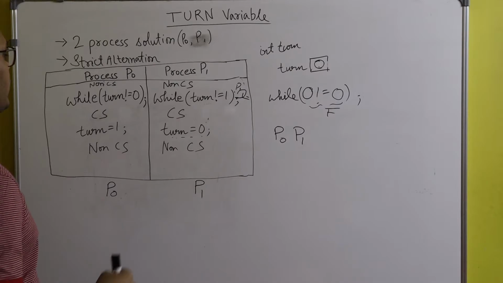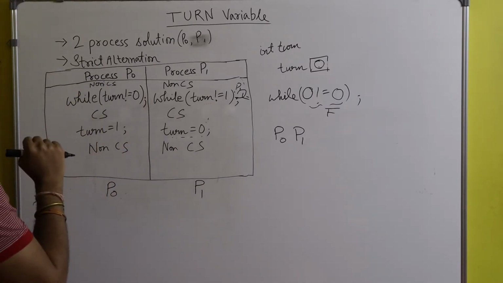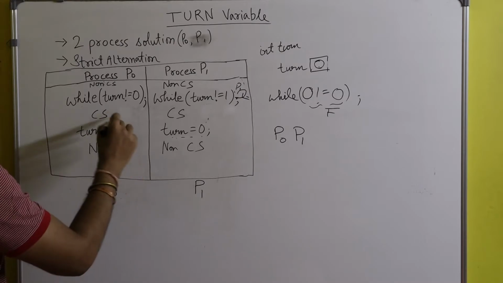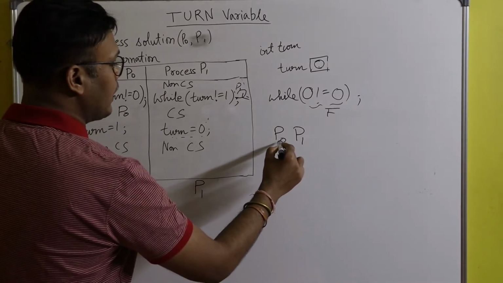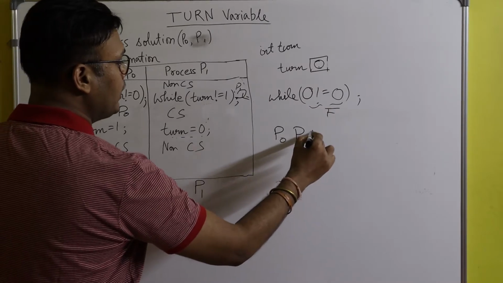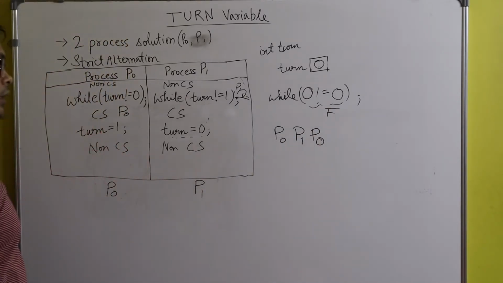Fine. Definitely it's a false statement. It means the while loop will be broken, and since the while loop will be broken, P0 will enter inside the critical section. So you see P0, P1, and again now P0 got the entry inside the critical section.